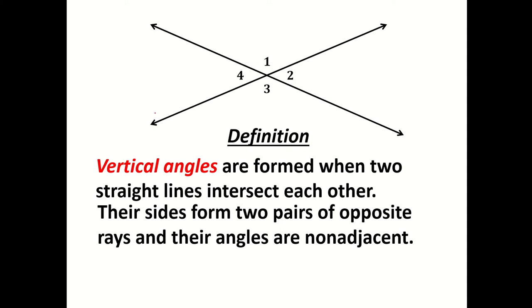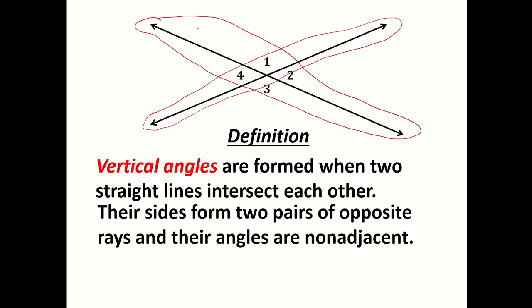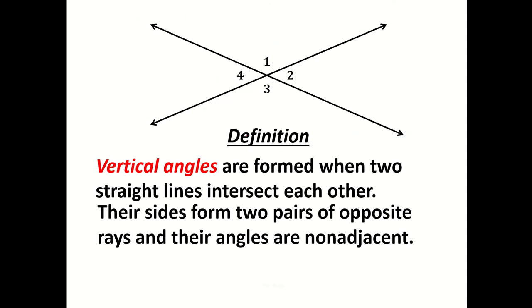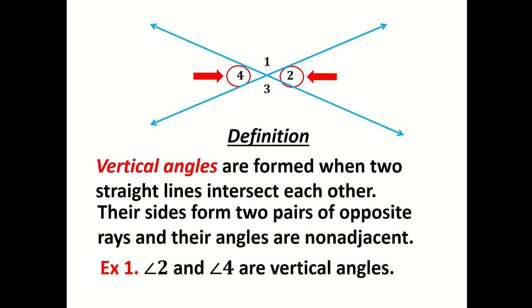So we consider this as one set of opposite rays. And ito din. Okay? Para hindi kayo malito. And then, angles that are not adjacent. So, ito. For example, we have angle 2 and angle 4. Hindi sila adjacent. So, hindi pwede angle 1 and 2 kasi adjacent na yan. So, yung 2 and 4, yung 2 at 4 dito, ito yung example ng ating vertical angles.